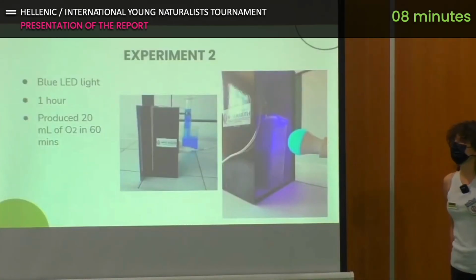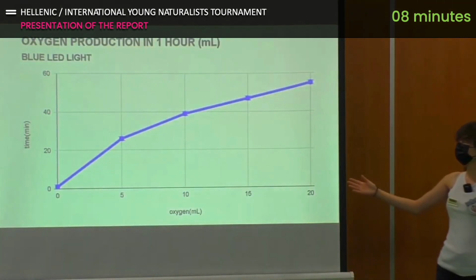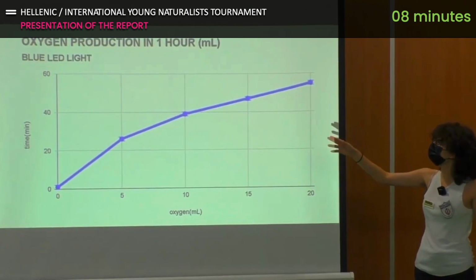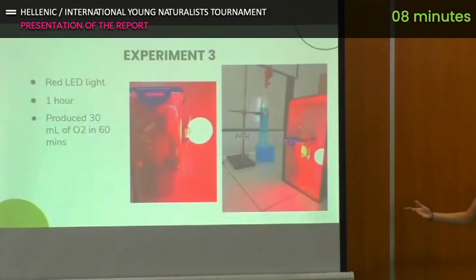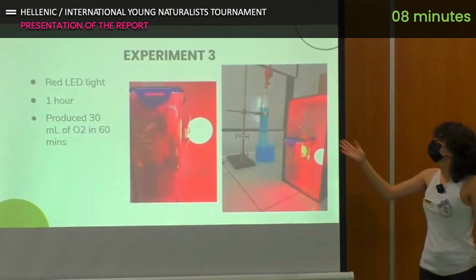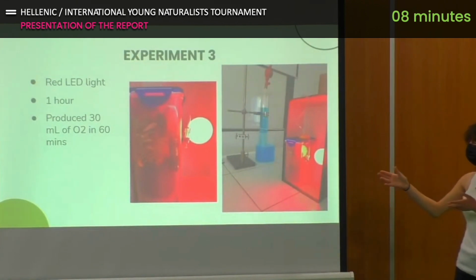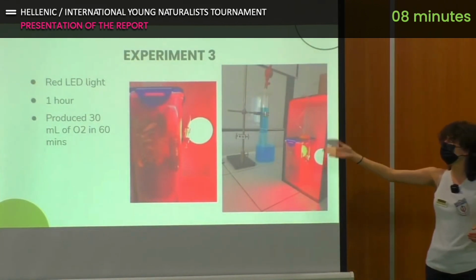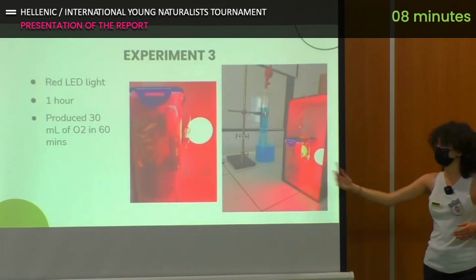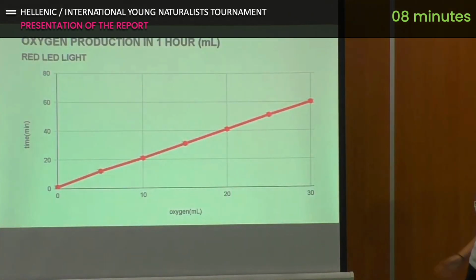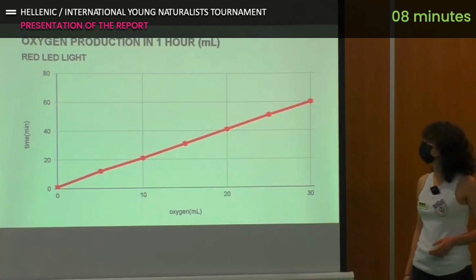So for my second experiment, I used the blue LED light and it produced 20 millimeters of oxygen in 60 minutes. This is a graph that shows the oxygen production of the blue light in 1 hour, obviously in millimeters. For my third experiment, I used a red LED light and it produced 30 millimeters of oxygen in 1 hour. This is a graph that shows the oxygen production of the red LED light in 1 hour.